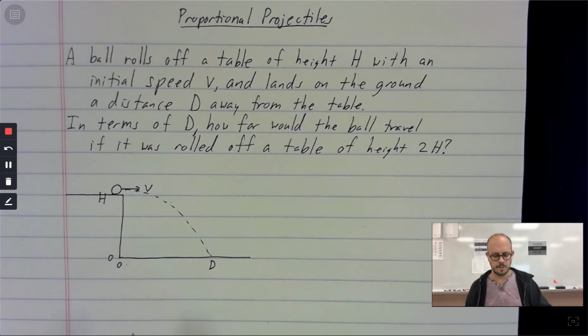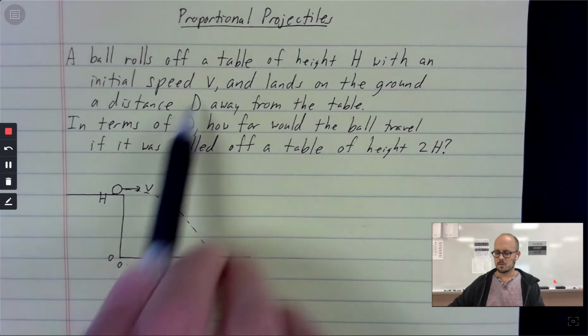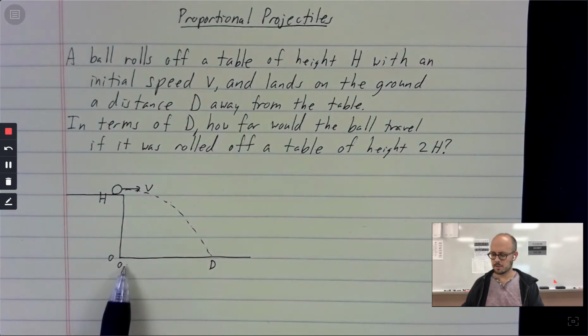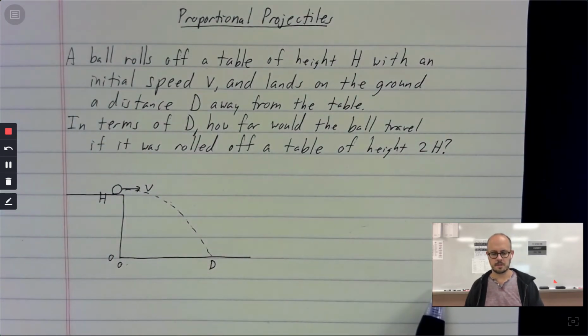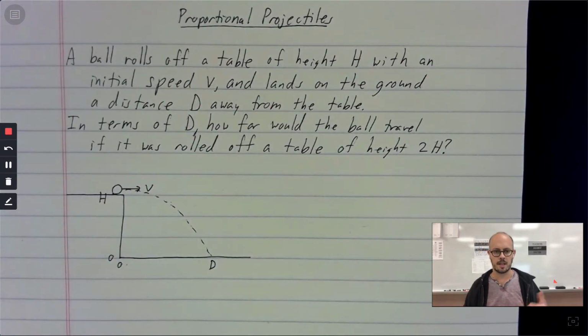Hopefully it's obvious that if you use the same initial speed and you double the height of the table, then the ball's going to travel further. That's basically because it's going to have this speed v, constant, for the entire time it's in the air. And by bringing it to a greater height, you just increase the amount of time it's going to spend in the air. So I'm going to go through a full-blown analysis of this problem to show you the answer, and then maybe talk about how you could sort of game the question and get right to the answer.